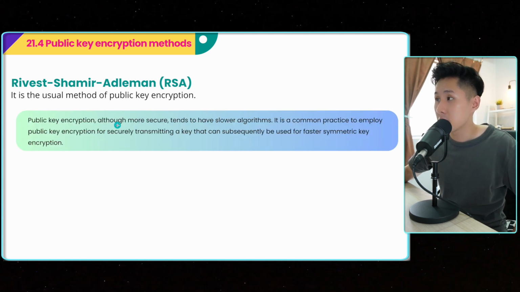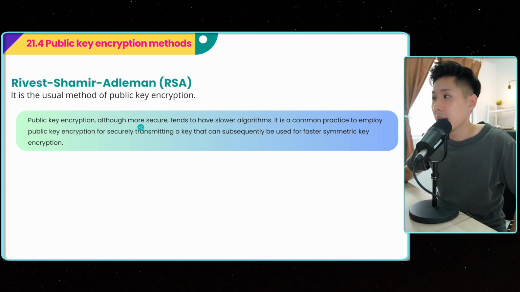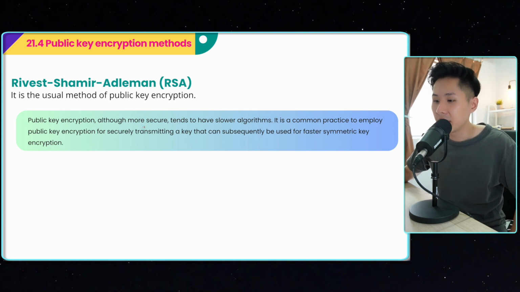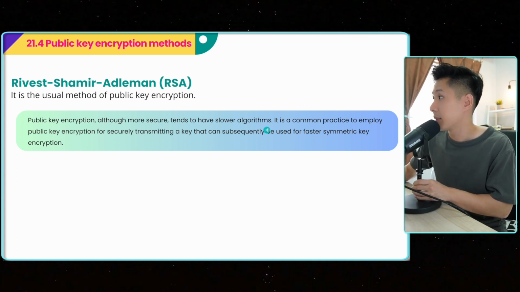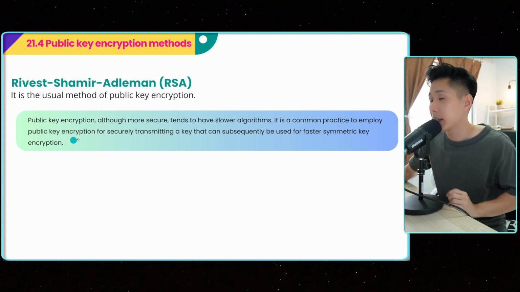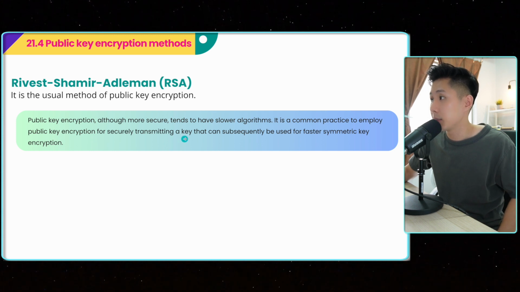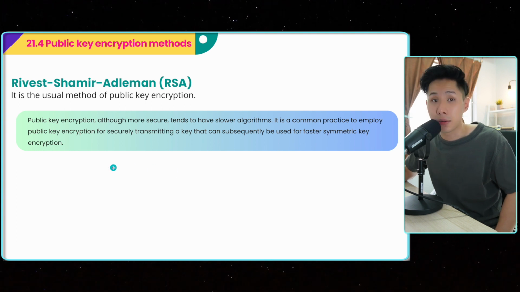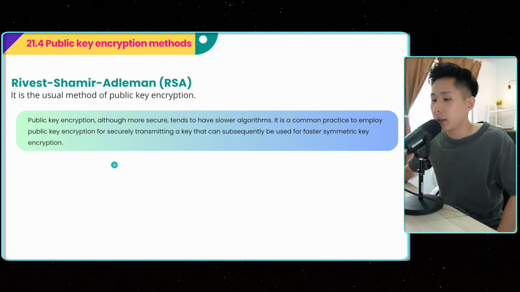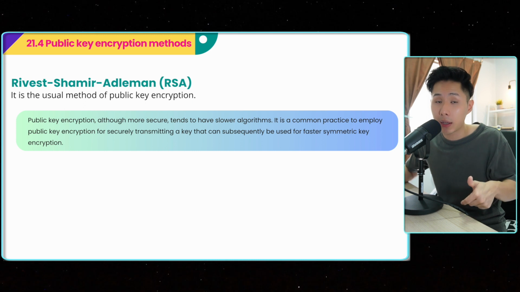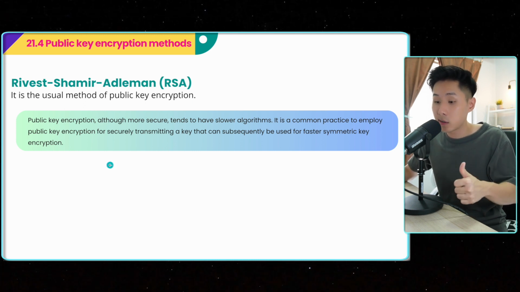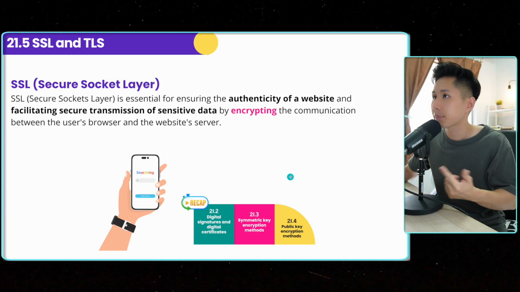So public key encryption, although it is more secure, because the public key alone cannot be used to decrypt a message, tends to have a slower algorithm. It is a common practice to employ public key encryption for securely transmitting a key that can subsequently be used for faster symmetric key encryption. So basically, even though symmetric encryption is not so safe, symmetric and asymmetric encryption are often used together to make sure that it is not just safe, but also fast.